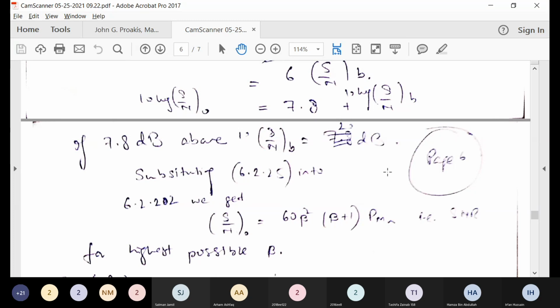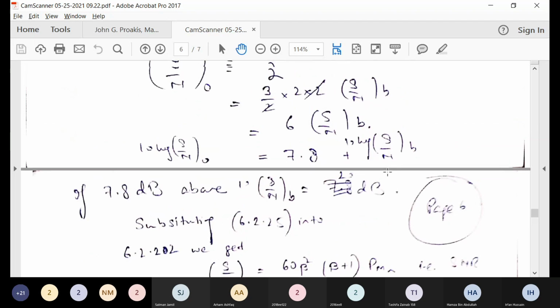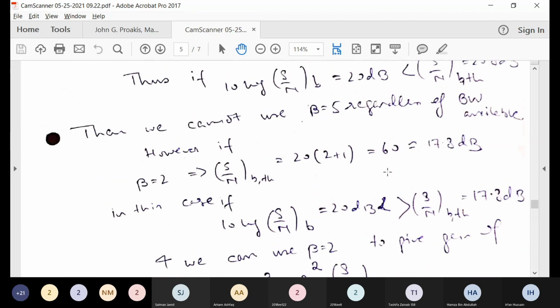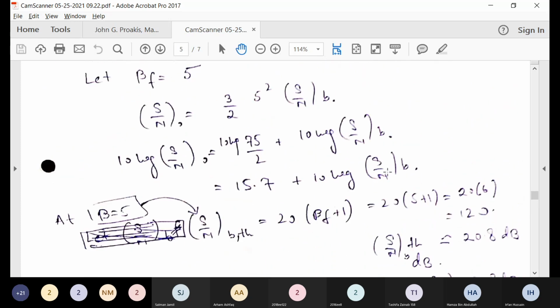We can also define a single equation that can incorporate both the threshold effect and the signal to noise ratio. So how can we do that? We can use this equation, the threshold equation.